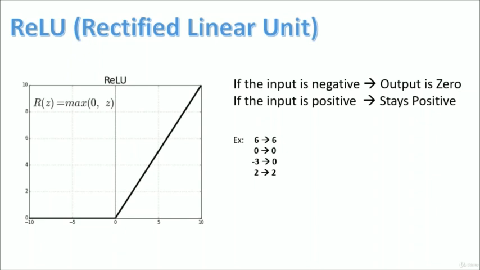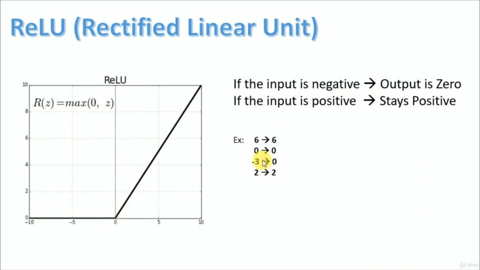When the input is a positive value, it's going to stay positive, so it's a linear function. And when the input is negative, the output is 0. It's simply this equation: the maximum between 0 and z. If your input is positive, it's going to stay exactly the same value, and if your input is negative, it's going to be 0.